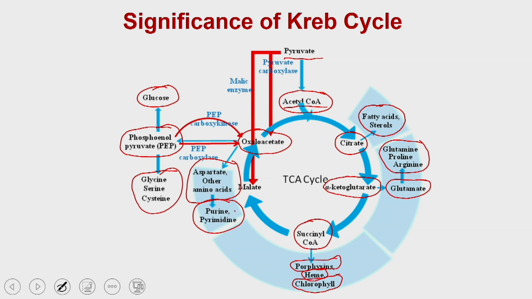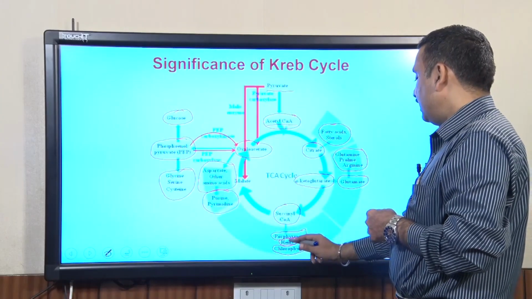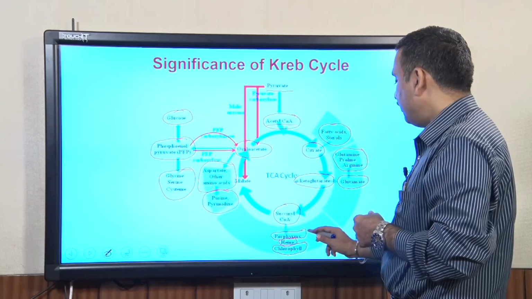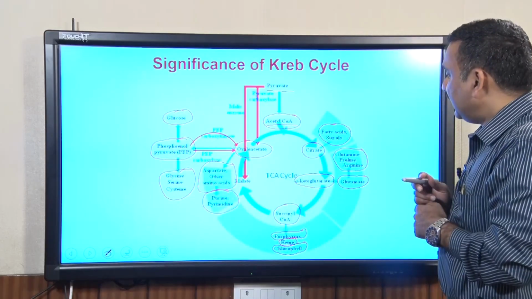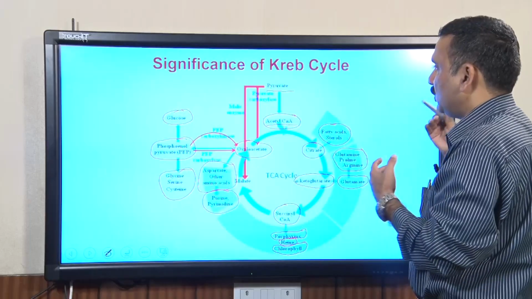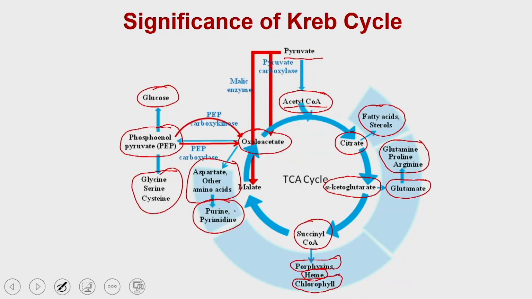Alpha ketoglutarate is linking the TCA cycle to another type of amino acid synthesis, and succinyl CoA is connecting the TCA cycle to the biosynthesis of heme or the porphyrins. This means that if there is a requirement of these intermediates, for example glycine or serine, the Krebs cycle can channelize some of these oxaloacetate molecules for the synthesis of glycine or serine molecules.